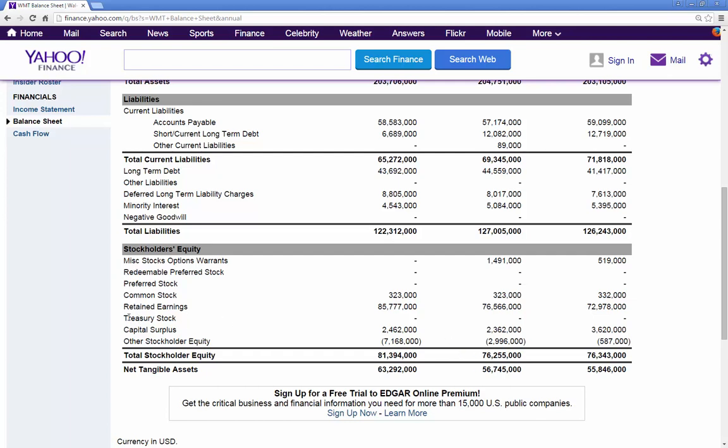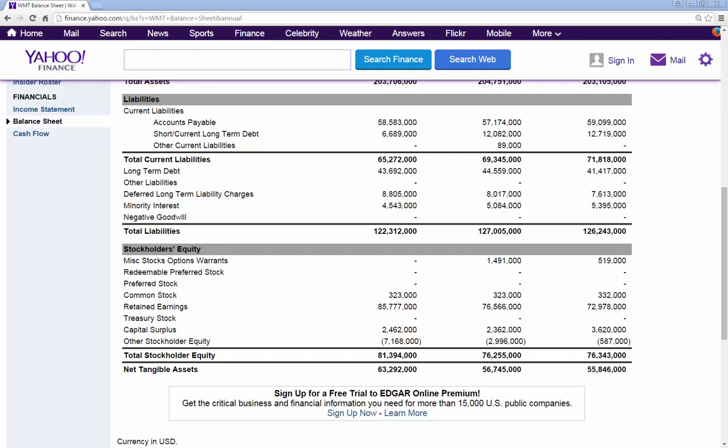Treasury stock would be stock of the corporation that the corporation has bought back from the investor pool and is holding for whatever purpose. You can see again that they don't have any. A capital surplus is an amount of money that was raised through the sale of stock that was in addition to what the par value of the stock was. So really, if you want to see how much the owners paid in when they bought the stock from the company, you would add together the capital surplus and the common stock line items.